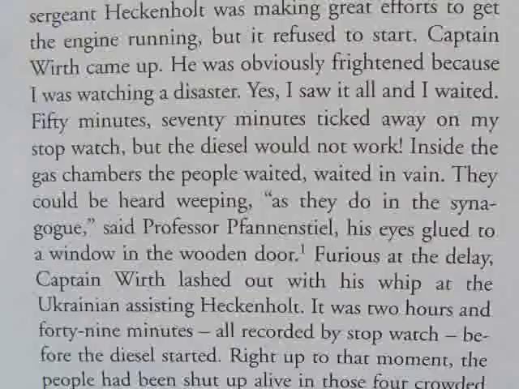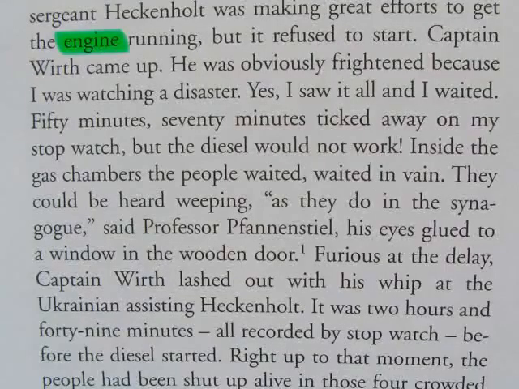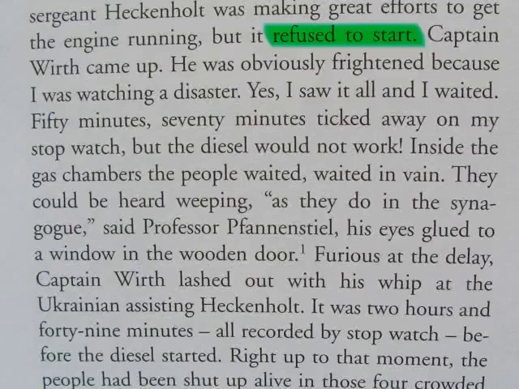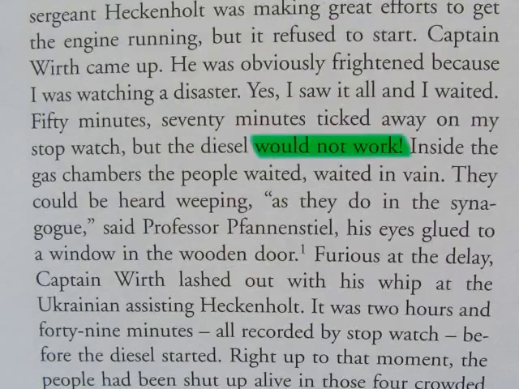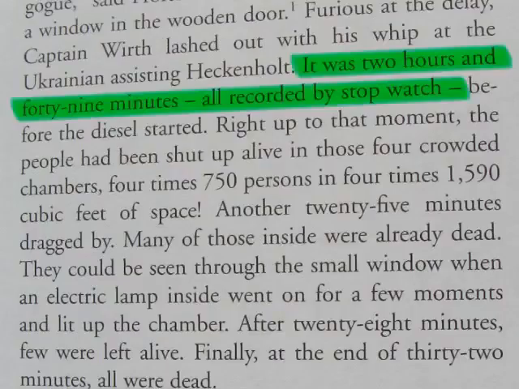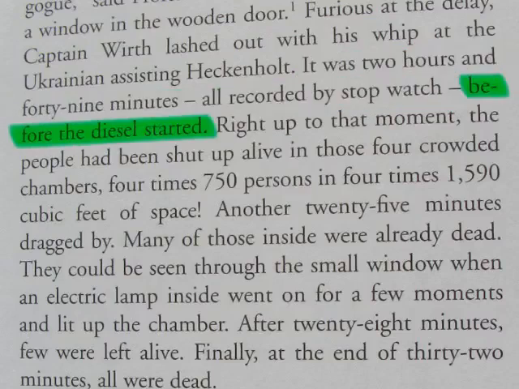Gerstein writes that when he witnessed a gassing at Belzec, the diesel engine wouldn't start. That sets him up to then insert a lot of impossibilities into his story. Let's read the passage. It was 2 hours and 49 minutes, all recorded by stopwatch, before the diesel started.